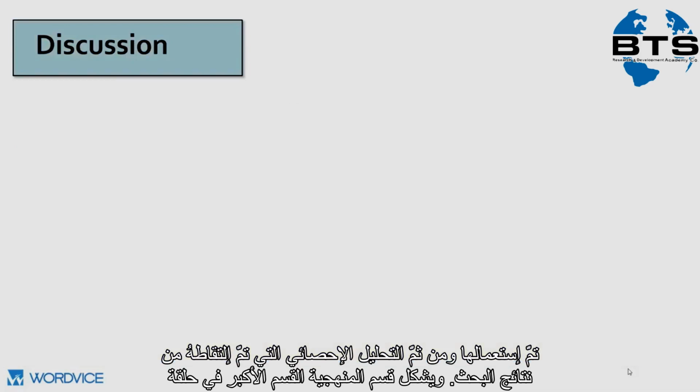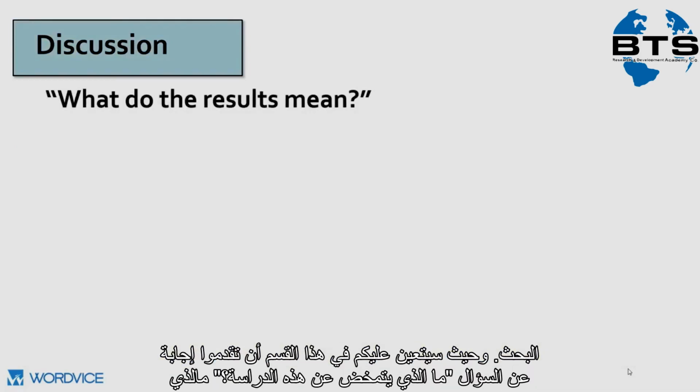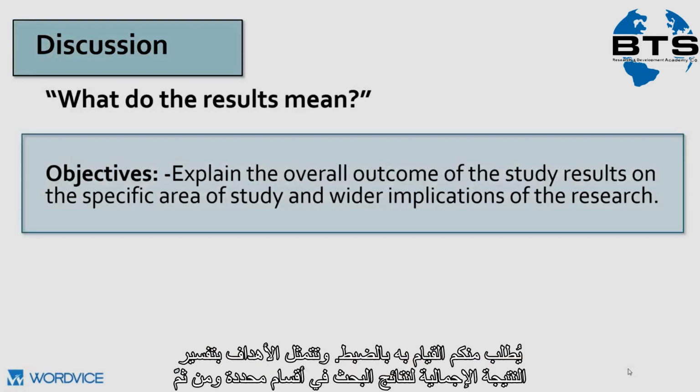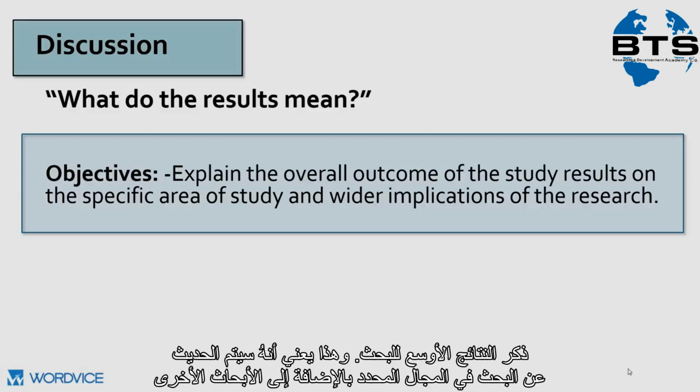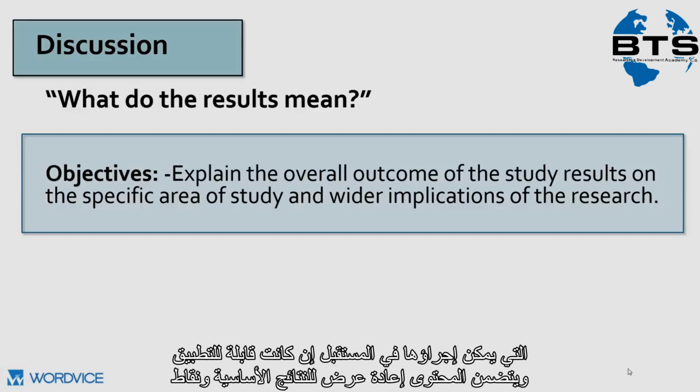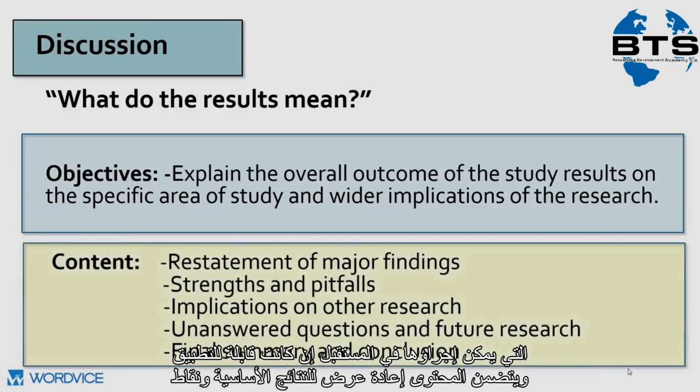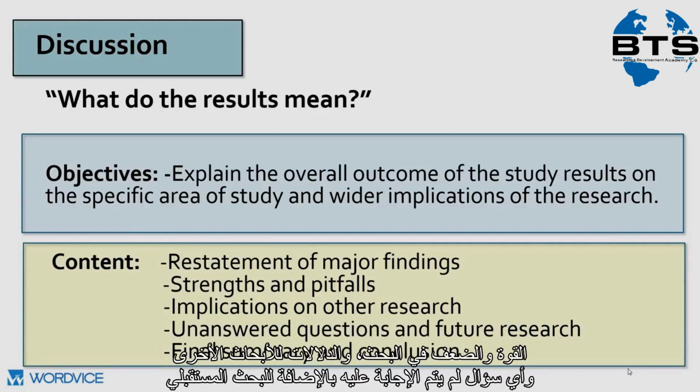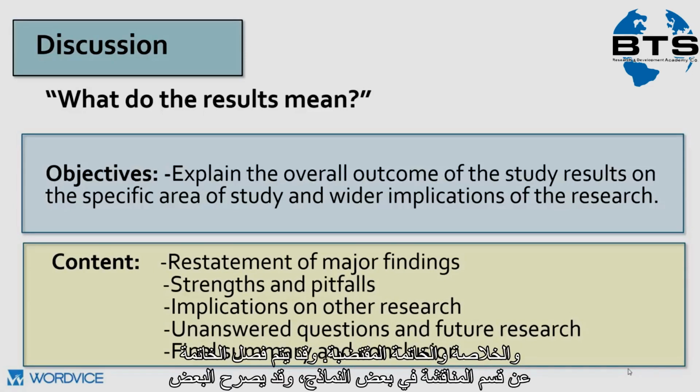The discussion section is the largest part of your research paper, and in it you will answer the broad question, what do the results mean? What exactly does this require you to do? Well, your main objective is to explain the overall outcome of the study results on the specific area of study and tell about the wider implications of the research. This means that you will be talking about not only the research for your specific area of study, but if applicable to other research that might be conducted in the future. And therefore, the content will include a restatement of major findings in this area of study, strengths and pitfalls of your study, implications on other future research, any unanswered questions in future research, and a final summary and conclusion.